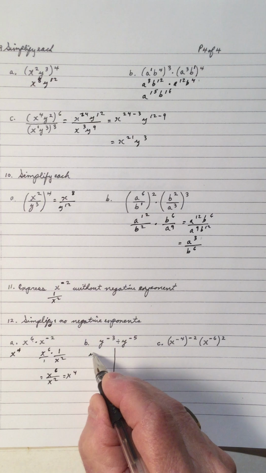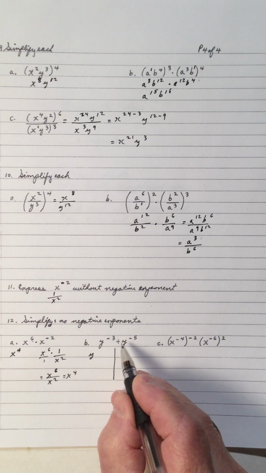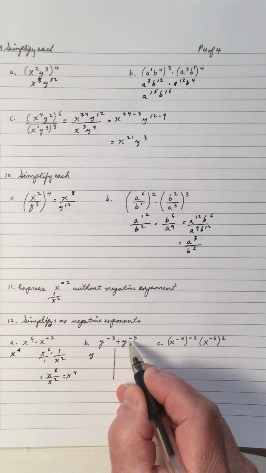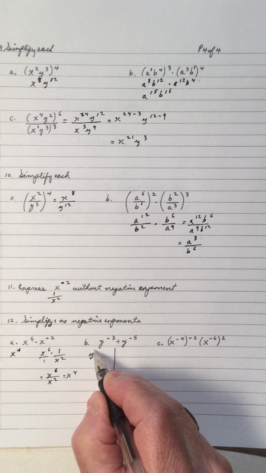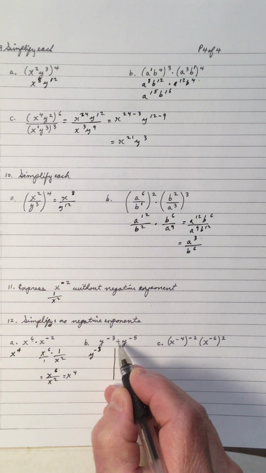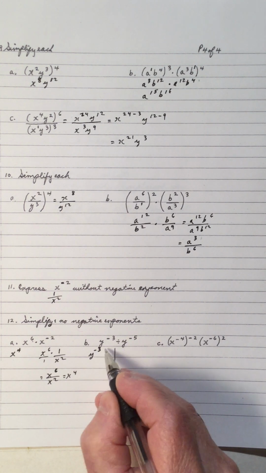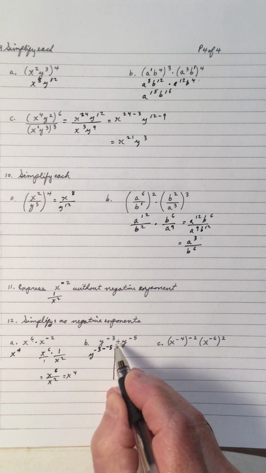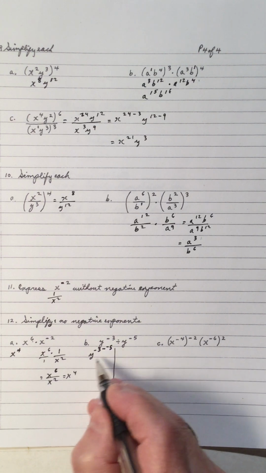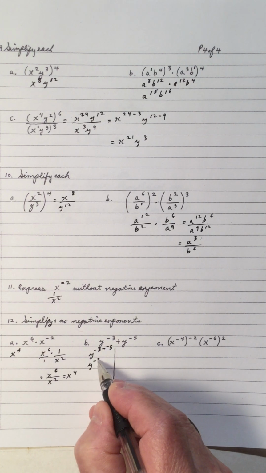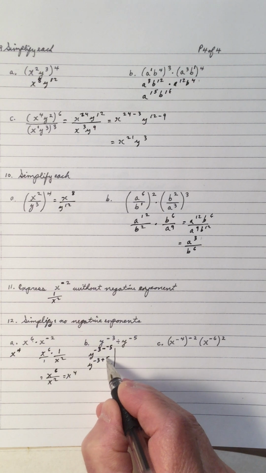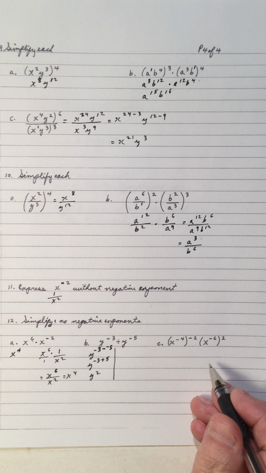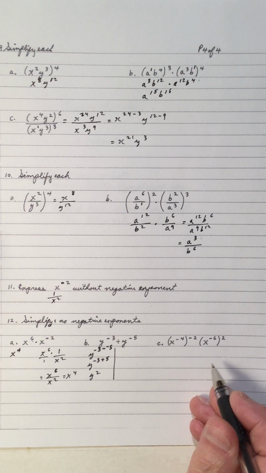Faster way is the base is y, and we got y to the negative 3 divided by y to the negative 5. So that's a negative 3. Division, when you're dividing, you subtract the exponents. So we have negative 3 subtract negative 5. So that's negative 3 plus 5. So that's y squared. That's one way to do it.